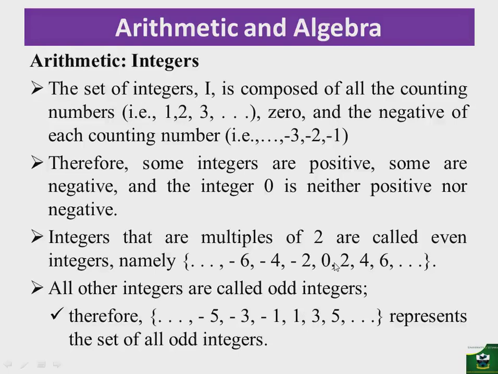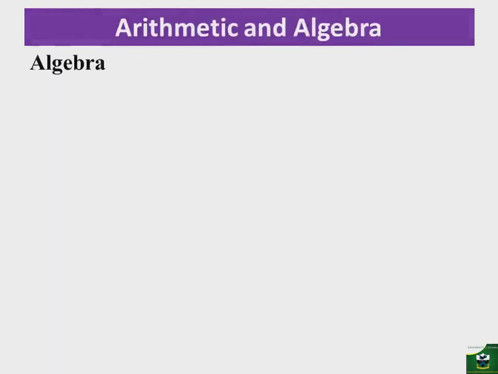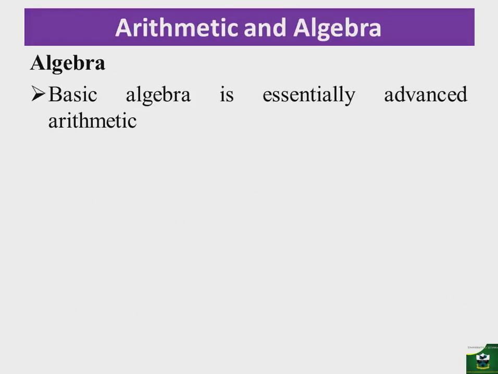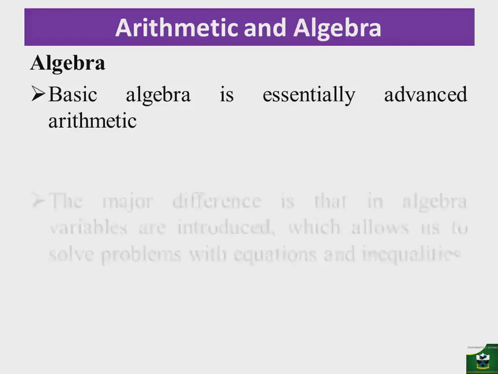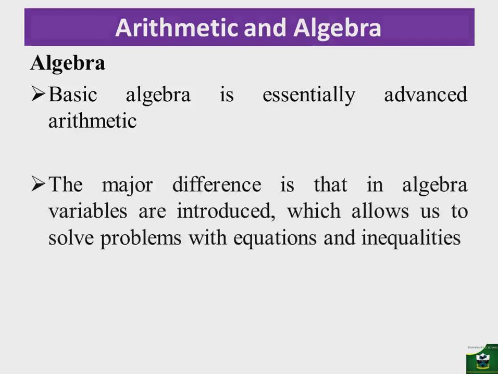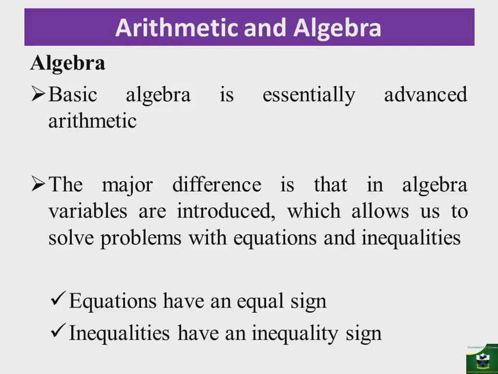With this brief introduction to arithmetics, let's move to algebra. Basic algebra is essentially advanced arithmetics. What you'll notice is that in algebra, we also have the integers, decimals, fractions, and so on. The only distinguishing part is that in algebra, variables are introduced, which allows us to solve problems with equations and inequalities. If you're looking at equations, it means you will be dealing with an equal sign. For inequalities, you will be dealing with an inequality sign.